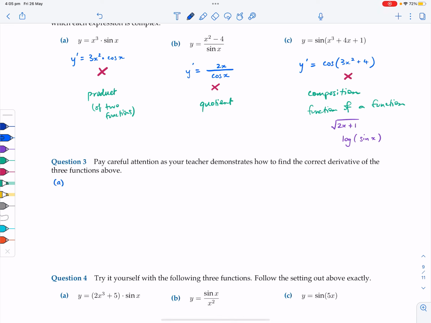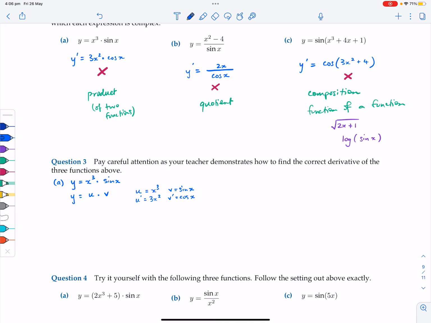So we've got A. I've got y equals, I'm just going to write full working here, x cubed times sine x. So I'm going to write y equals u times v. So u and v are both functions of x. I'm going to lay this out here. So u equals x cubed, and v is sine x. Now, if I'm going to do some derivatives here, then I probably need the derivative of each of these. So u dash equals 3x squared, and v dash is cos x.